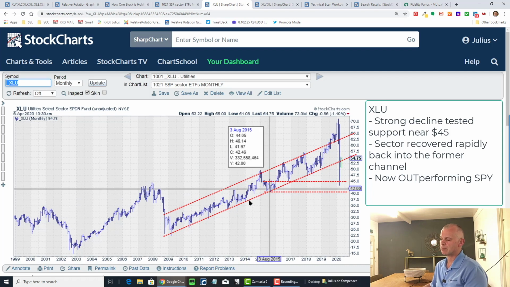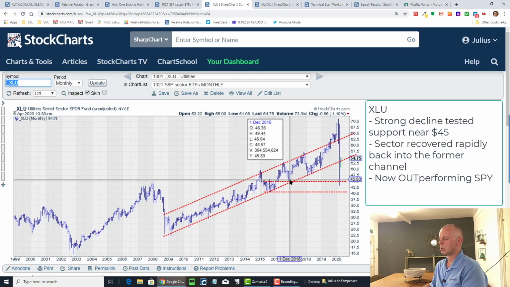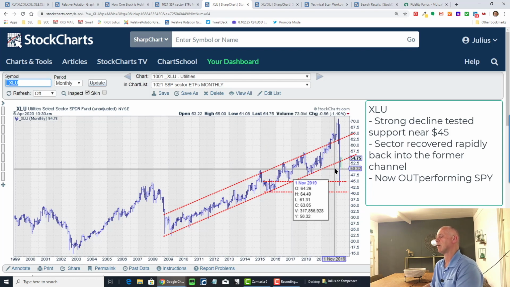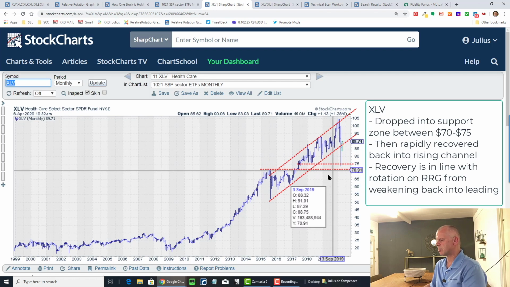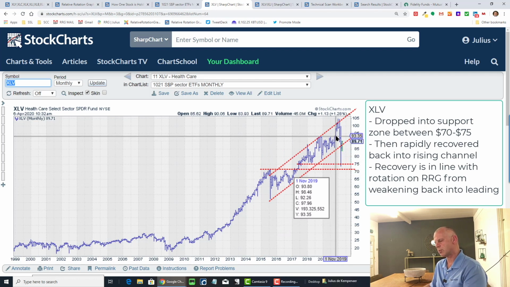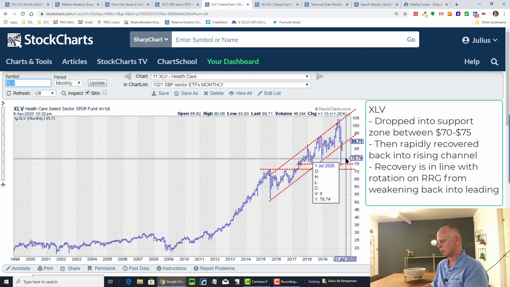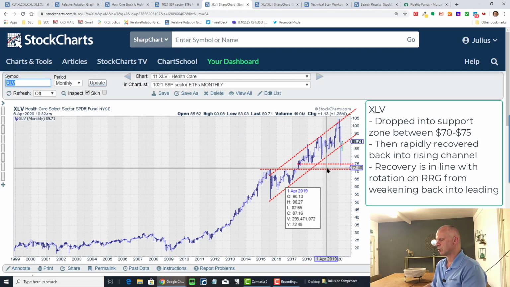And again, just like staples, here utilities were underperforming the S&P 500. Right now they're outperforming the S&P 500. The healthcare sector, something similar. Again, all these sectors have broken down big time in March. Big time overshoots, but I think it's important to watch the recoveries, because the recoveries from these overshooting markets to the downside can tell us a lot about the strength of the market.